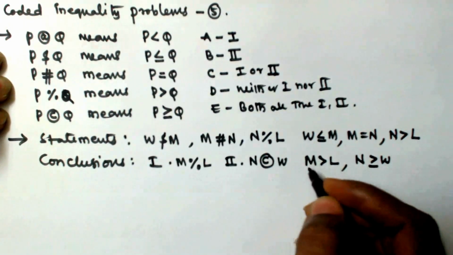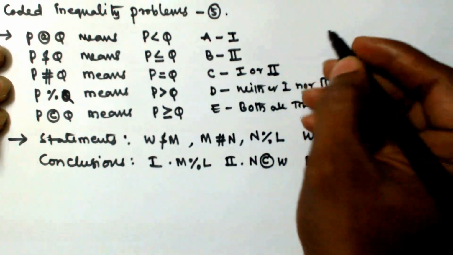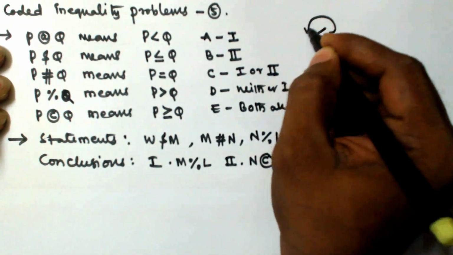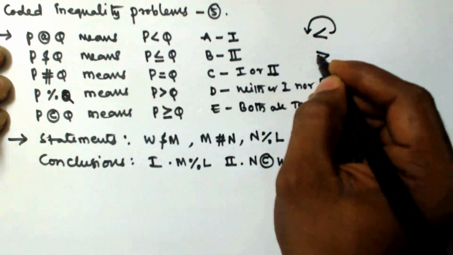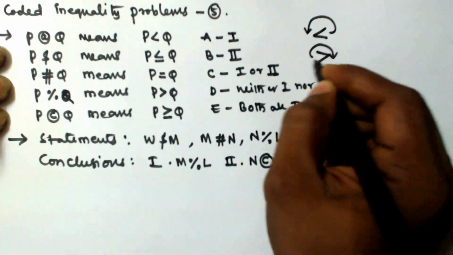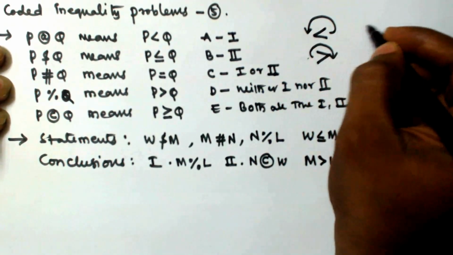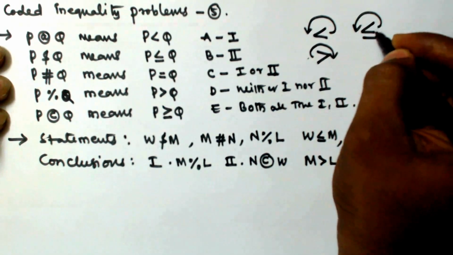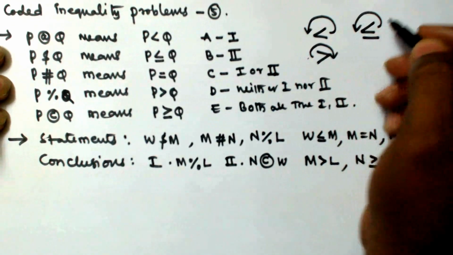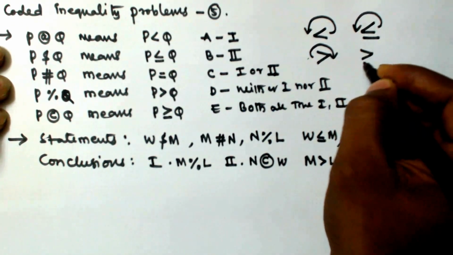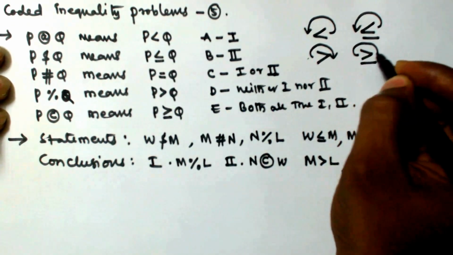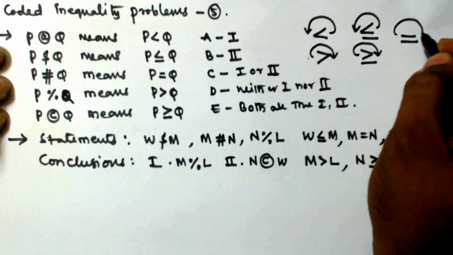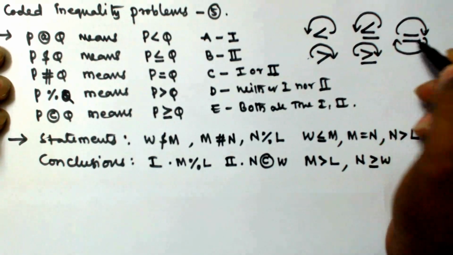In the previous videos I told that if less than is there, we can move from open end to the close end. If greater than is there, we can move from left to right, that is open end to the close end. If less than or equal to is there, we can move from the open end to the close end. If greater than or equal to is there, we also move from open end to the close end. If equal to is there, we can move from left to right and right to left also.